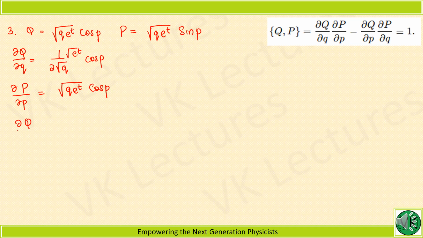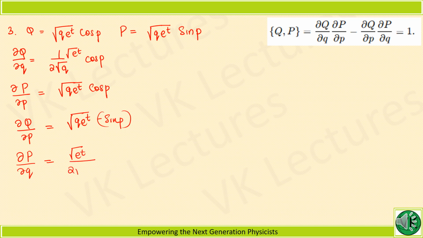Now dou capital Q by dou small p is root of q e to the power t cos p derivative, which is minus sin p. Again dou capital P by dou small q is equal to root of e to the power t divided by 2 root q into cos p.